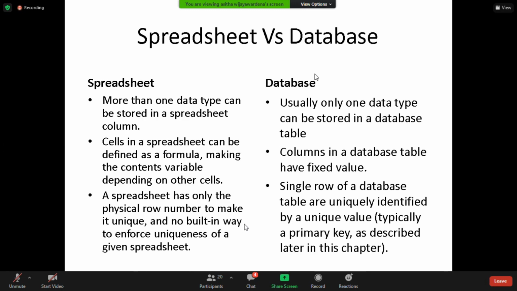I think it's clear to you. So I have given you one comparison of what we have discussed. It's on a separate slide, where you can quickly go through and try to understand.